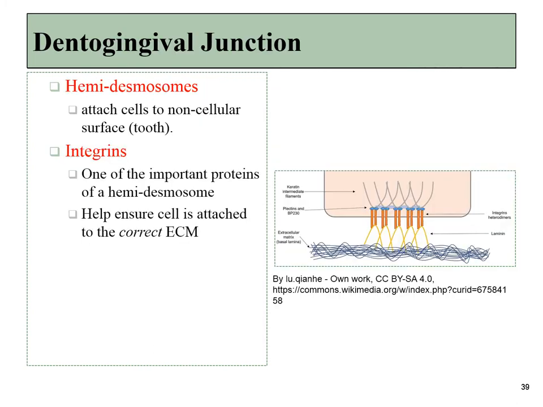Just a quick refresher back from chapter 1. Desmosomes were anchoring junctions between two cells, such as two epithelial cells. But in the junctional epithelium, we find that the apical cells have hemidesmosomes and integrins, another important plasma membrane protein, helping these epithelial cells to anchor to proteins and possibly some carbohydrates found in the extracellular matrix of the enamel. It's important that these epithelial cells connect to the correct type of extracellular matrix.